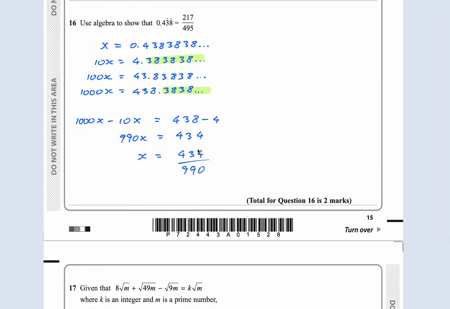You can use your calculator, guys, but I bet you can guess what this is going to be. If you divide both sides, above and below, by 2, this divided by 2 is 217, and this divided by 2 is 495. That is question 16.